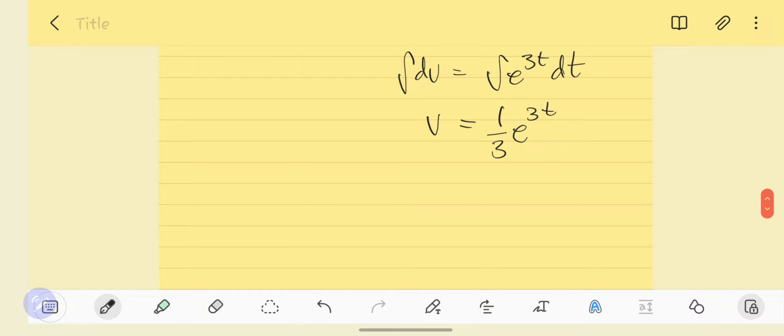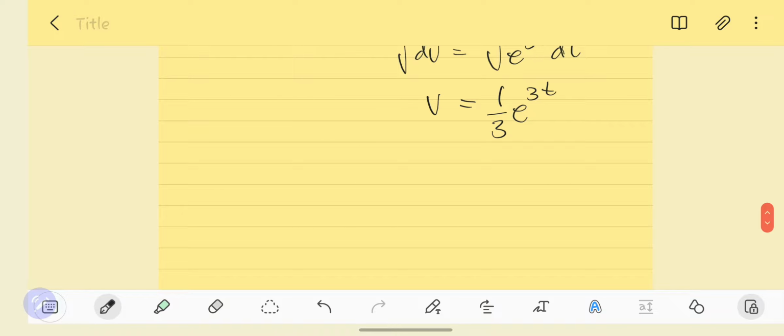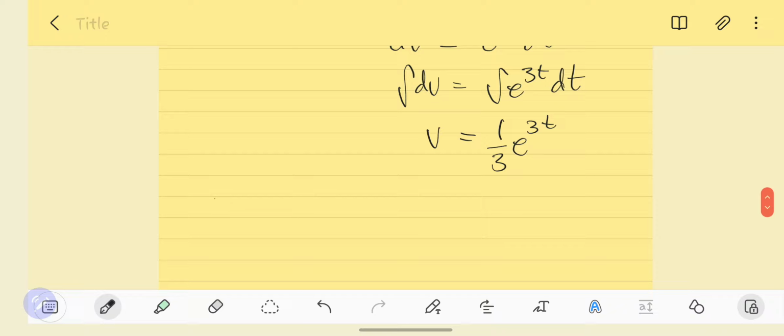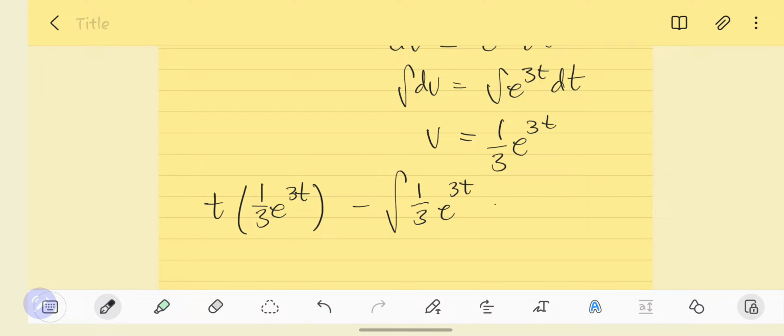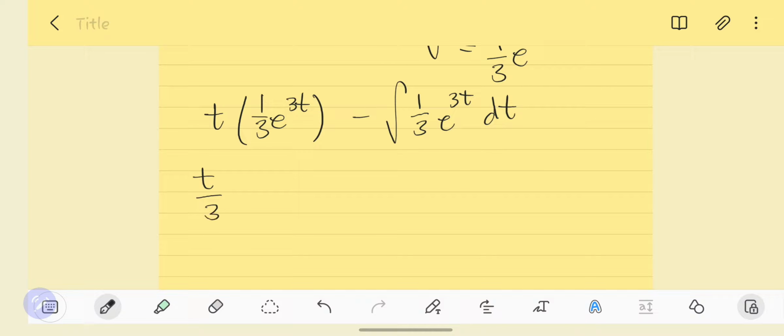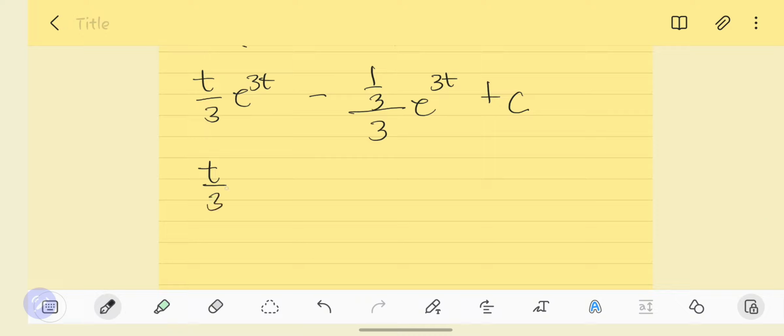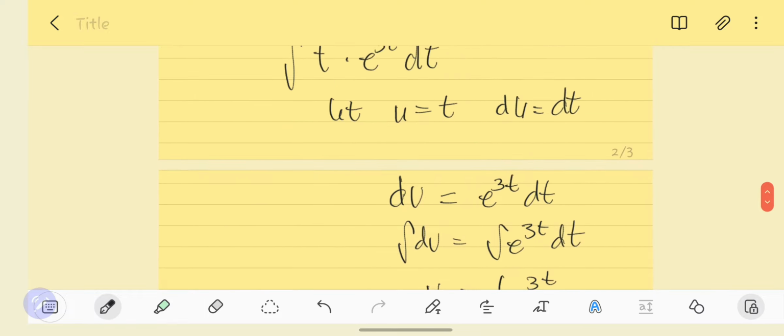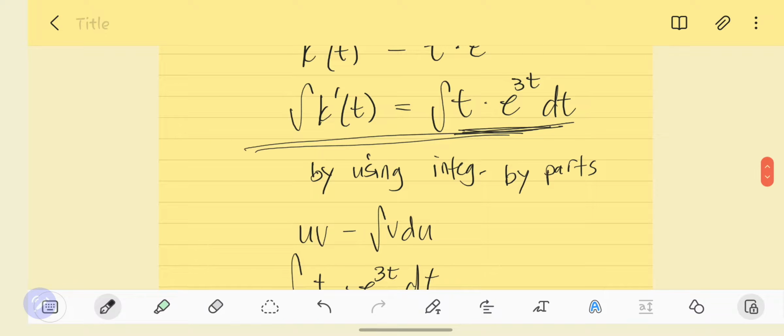So now substitute that into our formula, uv minus the integral of v du. So our u is t times v, which is 1/3 e to the 3t, minus the integral of 1/3 e to the 3t dt. Now t over 3 e to the 3t minus 1/3 over 3 e to the 3t plus c. So simplifying that equation, t over 3 e to the 3t minus 1/9 e to the 3t plus c. Now this is your k of t.